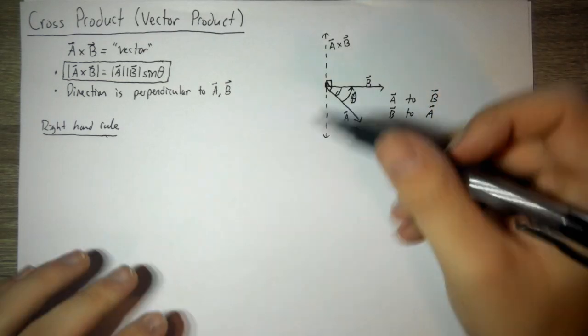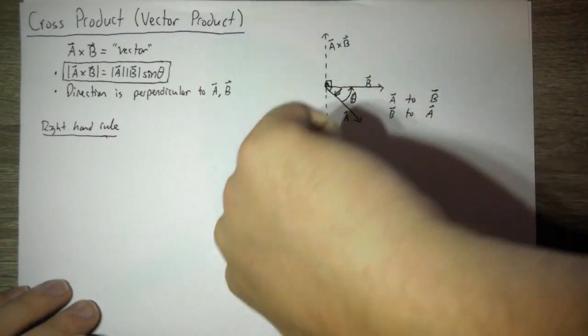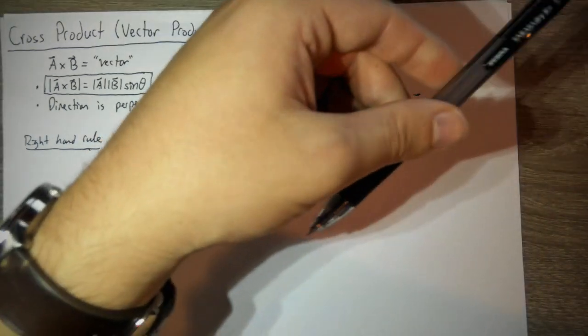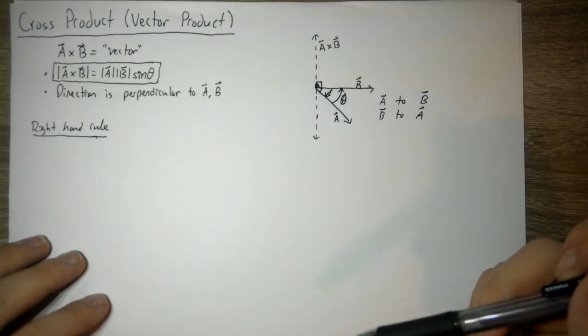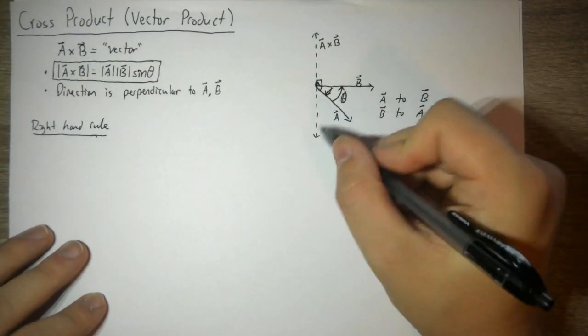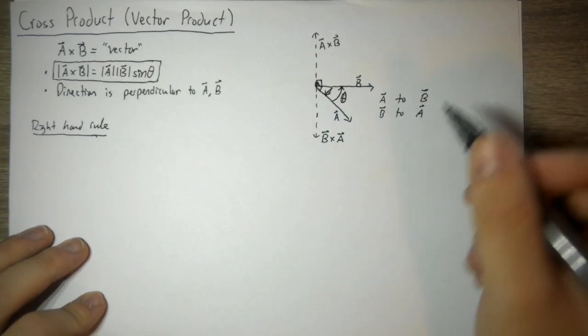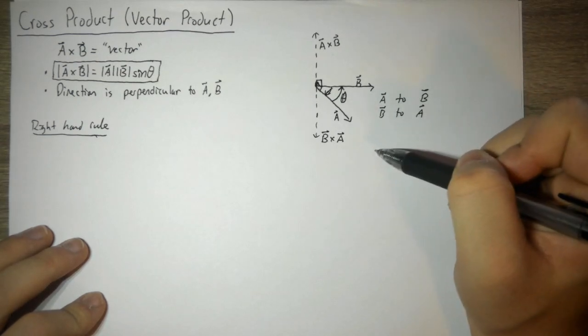Then if I was going from B to A, like this arrow shows, I would flip around and my fingers would curl this way. So then my thumb goes down, and then our arrow points down. And so this would be B cross A. Okay, and that's the right-hand rule.